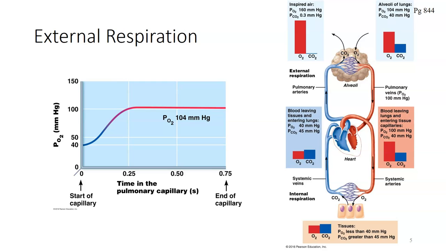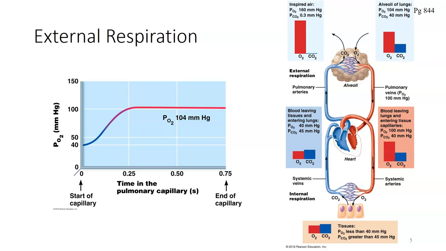Internal respiration involves capillary gas exchange in body tissues. The partial pressures and the diffusion gradients are reversed compared to external respiration. That is, the tissue partial pressure of oxygen is always lower than the partial pressure of oxygen in the arterial blood. So the tissue partial pressure of oxygen is approximately 40 millimeters of mercury. The arterial blood partial pressure of oxygen is approximately 100 millimeters of mercury. Therefore, oxygen moves from the blood to the tissues.